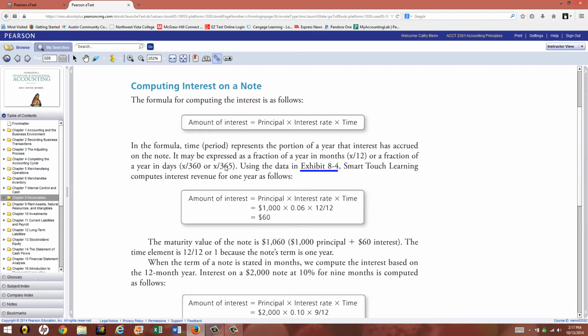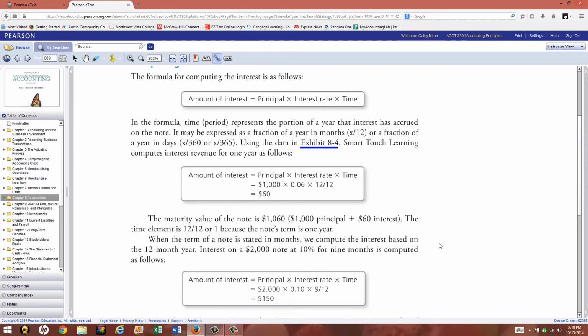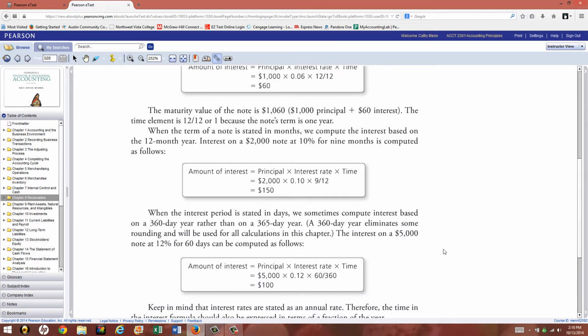Obviously, 365 is the actual number of days in a year. But for this book's purpose and for your homework, we're going to use 360, because it simply makes it easier by eliminating some of the rounding that's necessary for that odd ending number. So we're going to use 360. So if we come down here, let's see.